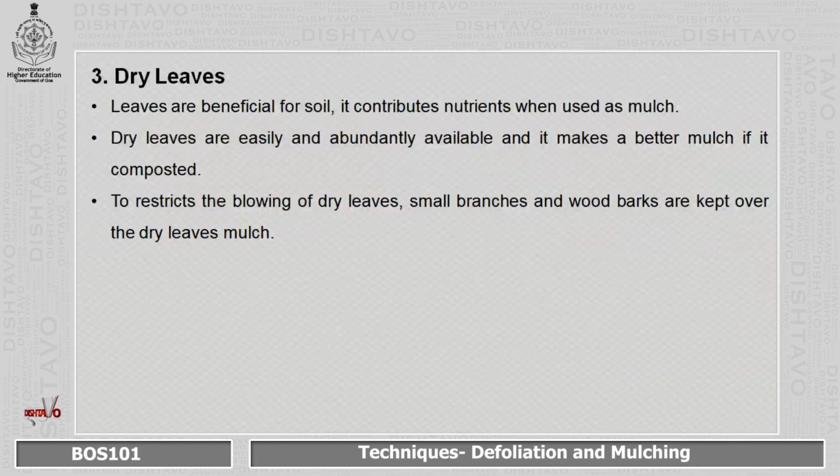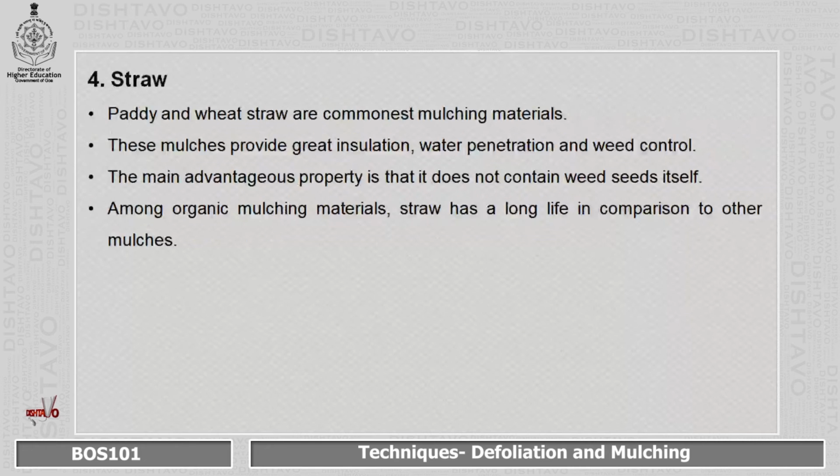Third one is dry leaves. Leaves are beneficial for soil as they contribute nutrients when used as mulch. Dry leaves are easily and abundantly available and make a better mulch if composted. To restrict the blowing of dry leaves, small branches and wood barks are kept over the dry leaves mulch. Next is straw. Paddy and wheat straw are common mulching materials. These mulches provide great insulation, water penetration and weed control. The main advantageous property is that it does not contain weed itself. Among organic mulching materials, straw has a long life in comparison to other mulches.